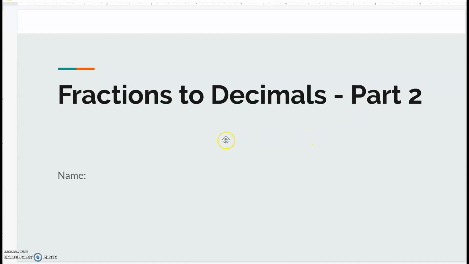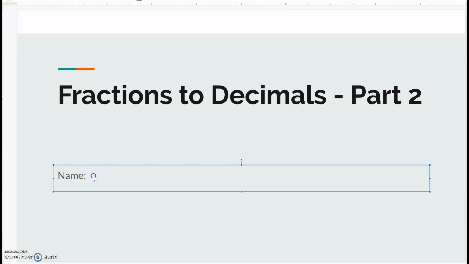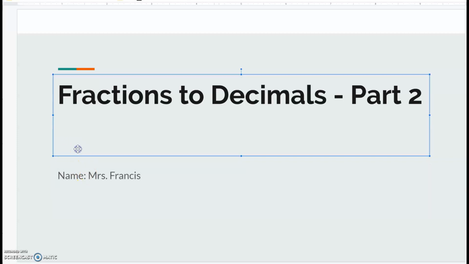So just a quick recap of fractions to decimals. When we are converting a fraction to a decimal, we are looking at the denominator to determine where we need to place that fraction with regards to our decimal place value chart, okay? So when you open the slides, your first thing you're gonna do is type your name here in the name box, so I know the slides belong to you.